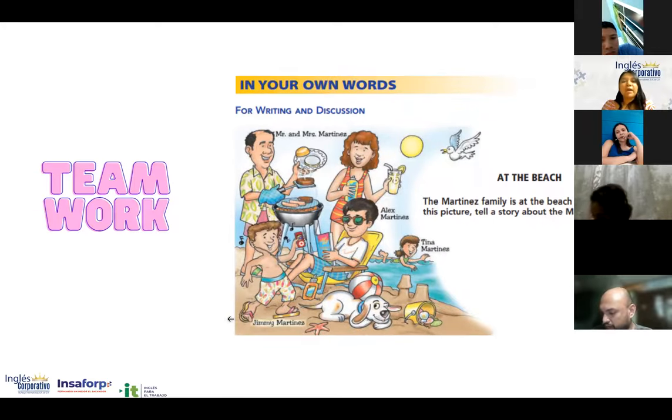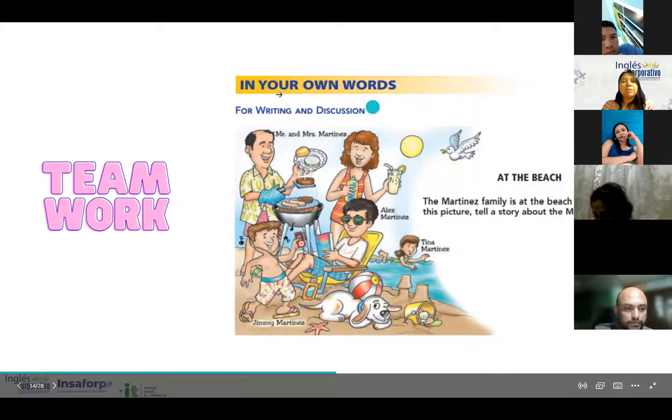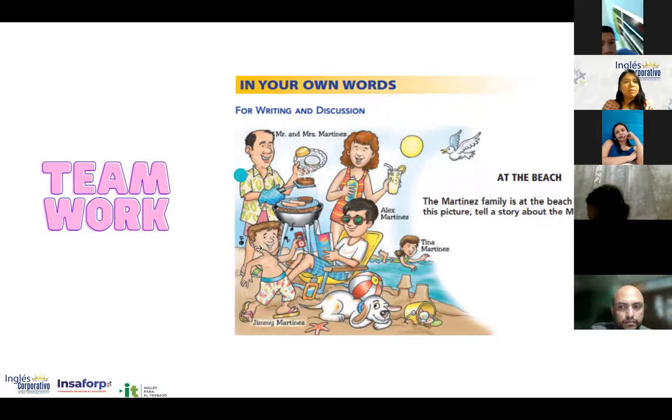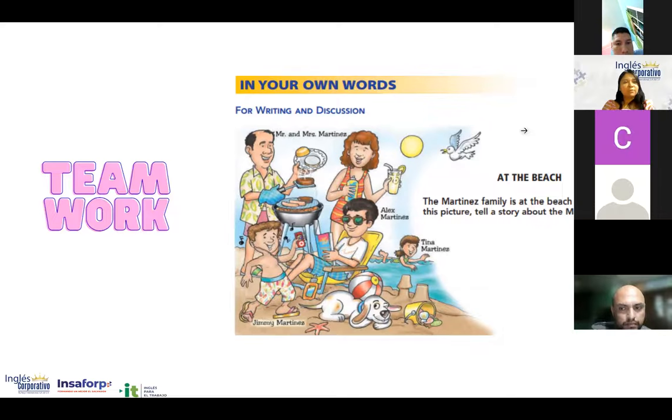What else can you tell me, guys, in general? What else can you tell me about this picture? Something else? ¿Algo más que no hayan mencionado sus compañeros de esa imagen? Excellent. The bird is flying. They are having a good day. They are enjoying a beautiful day. Very good.